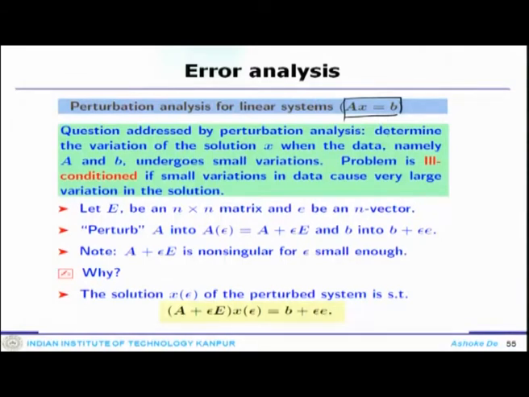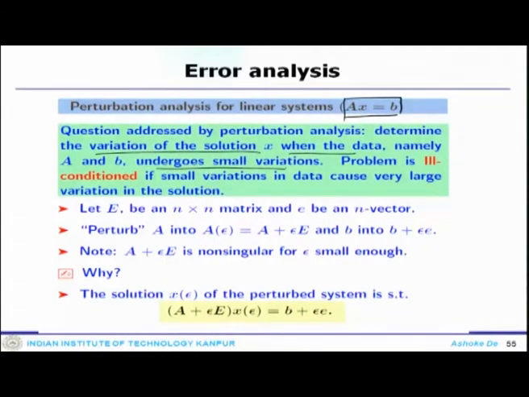You determine the variation of the solution x when the data undergoes small variations. The problem is ill conditioned if a small variation in data causes a very large variation in the solution. So, this is what leads to the perturbation analysis of this system.